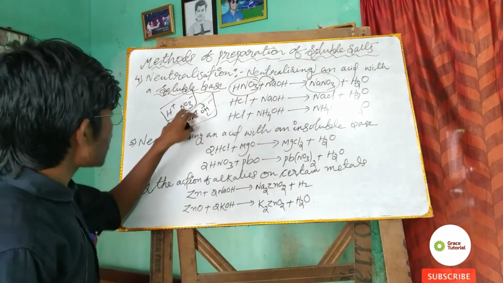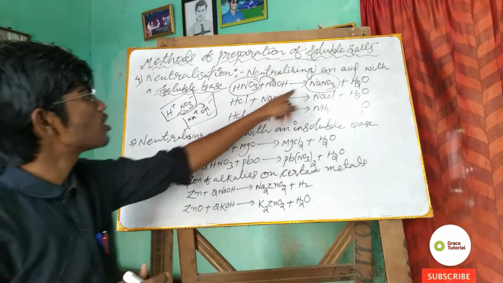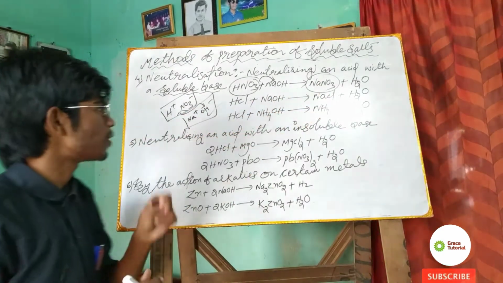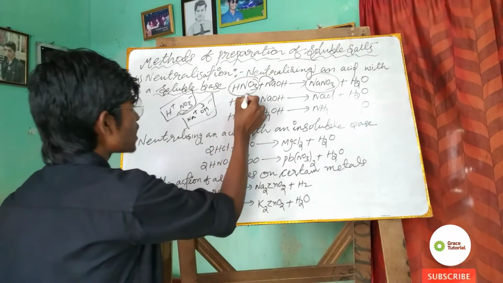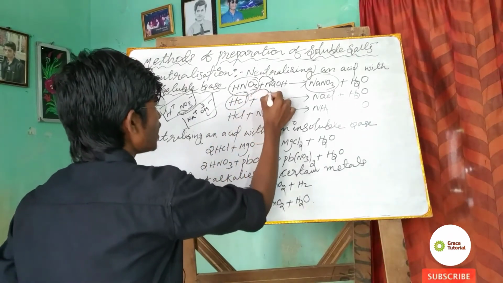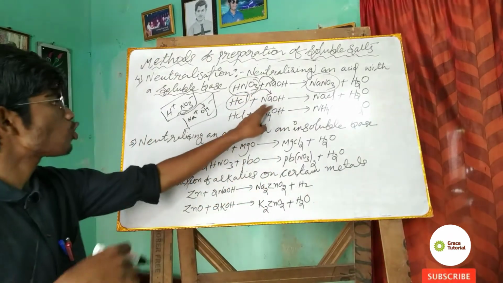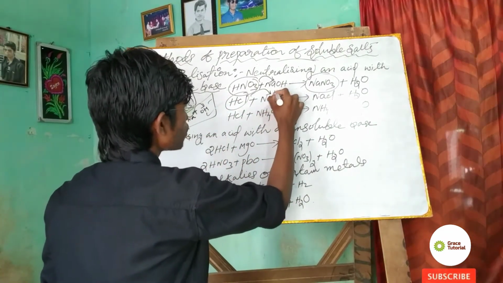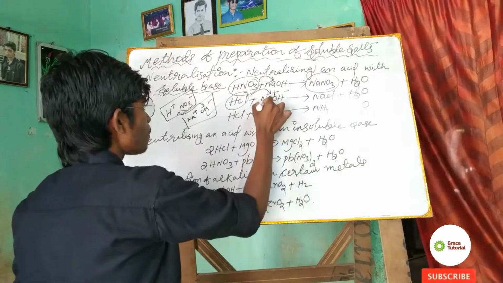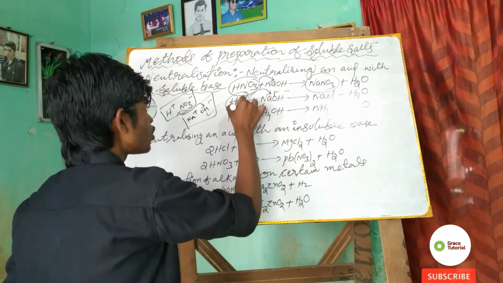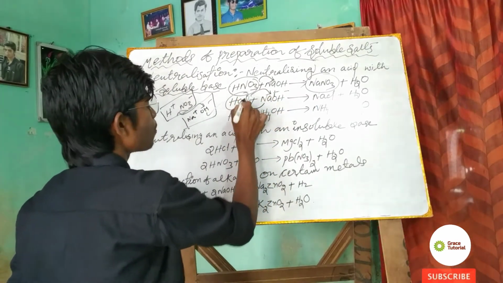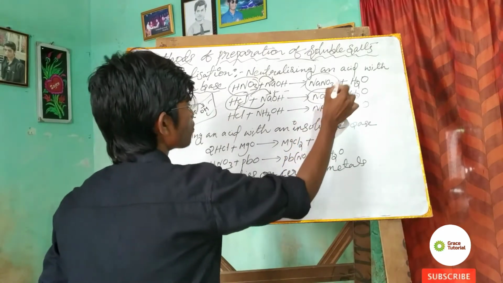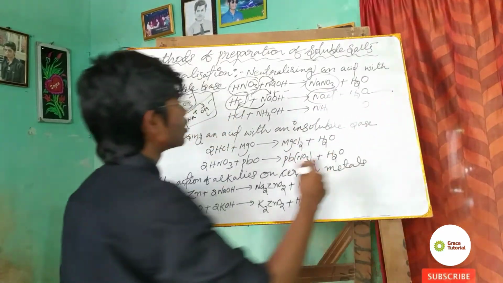So Na plus and NO3 minus react together to form sodium nitrate, that is NaNO3. Similarly, when this acid reacts with NaOH, that is the base, NaOH will dissociate and you will get Na plus and OH minus. The positively charged particle of this compound will react with the negatively charged particle of this compound, and finally NaCl is obtained with the water molecule.